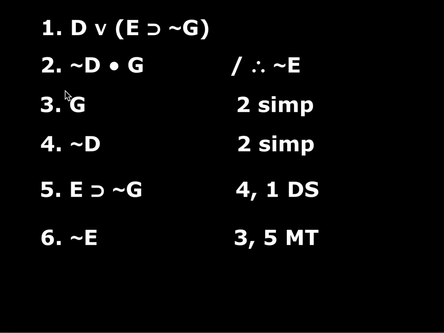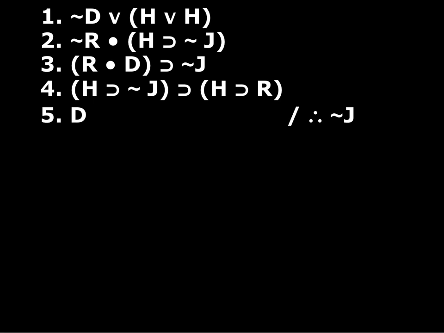So you can see here that simplification can be useful, because both of these conjuncts by themselves were crucial, but when they're together in a conjunction, you can't use them. I can't use not D for DS while it's still combined into this compound statement. And I can't use G here for modus tollens while it's part of this compound statement. But once they're on lines by themselves, you can use them. So simplification can be useful in that respect.